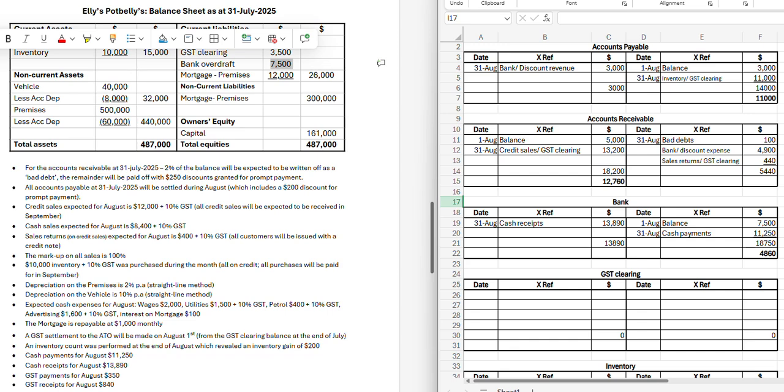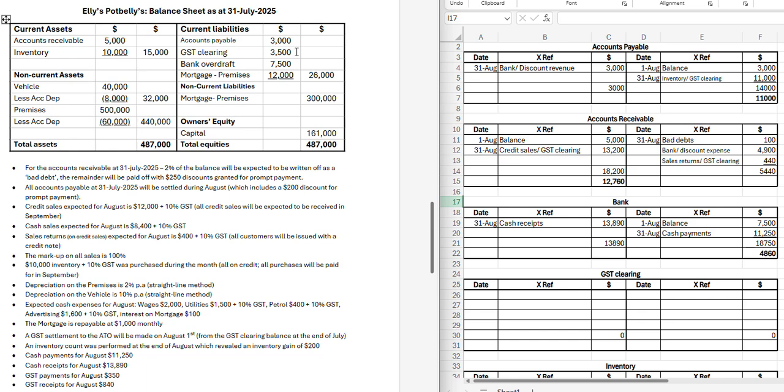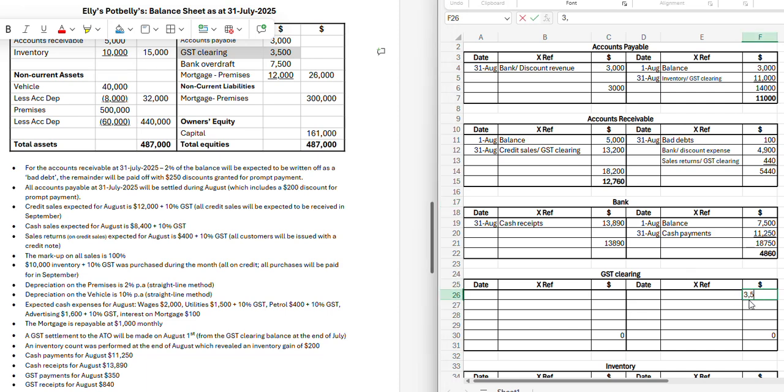Okay, GST clearing and inventory, these ones are a bit meaty. Let's start with our opening balance. So we've got 3,500 here on the credit side. Be careful of GST. It could be refundable and then we put it on the debit side, but we just simply work with what side it's on the balance sheet. 3,500 on the credit side, so there's our opening balance. Okay.